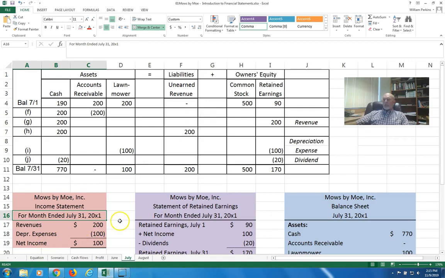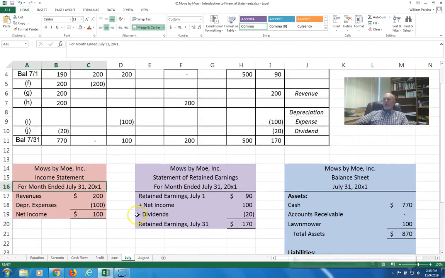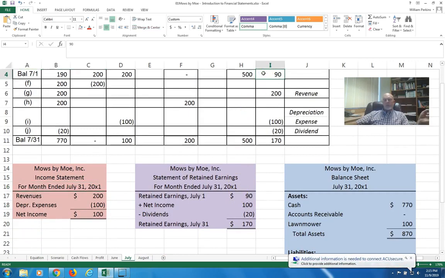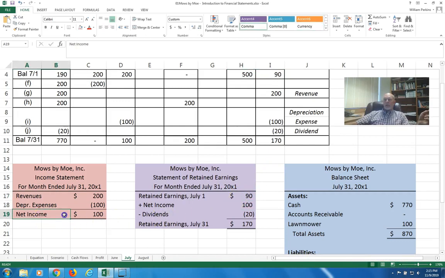Then we look over at the statement of retained earnings. This time we started with 90. That was what carried over from June. That was our beginning retained earnings for July. And then we add the net income that we already calculated on the income statement.